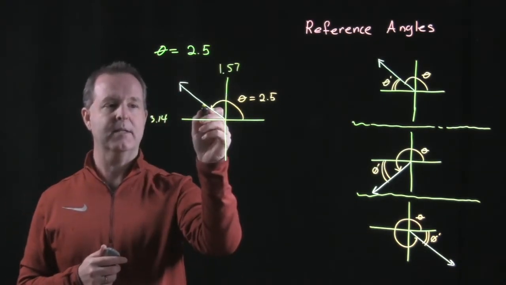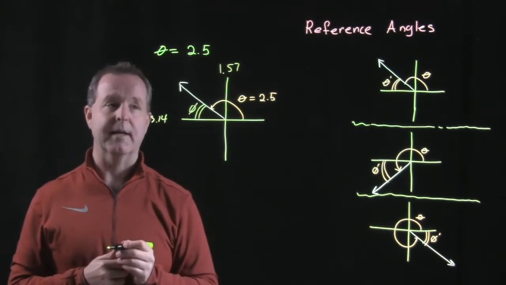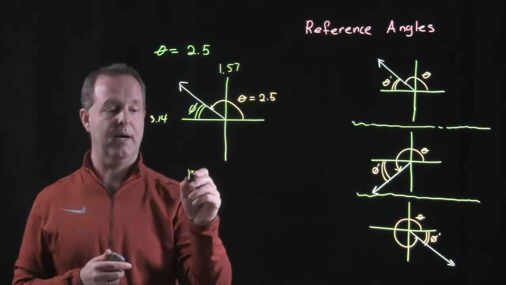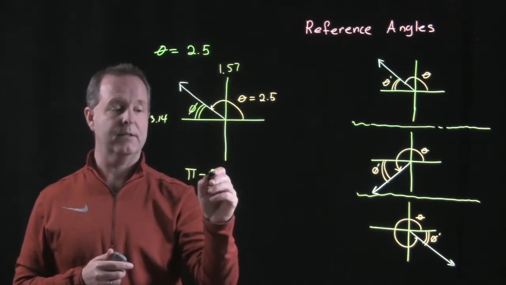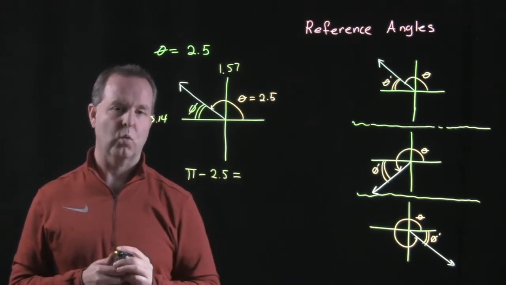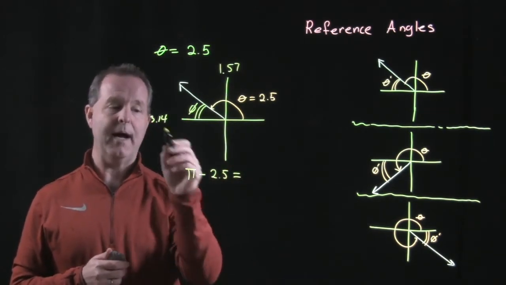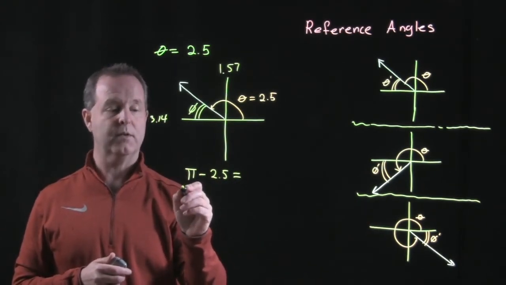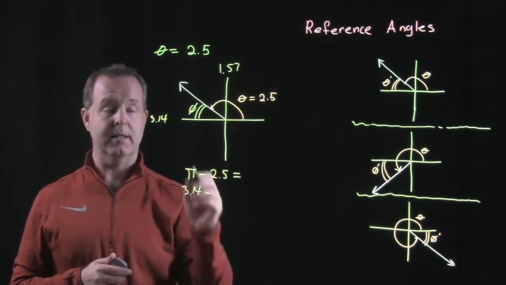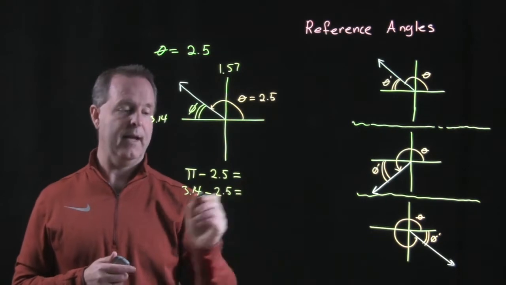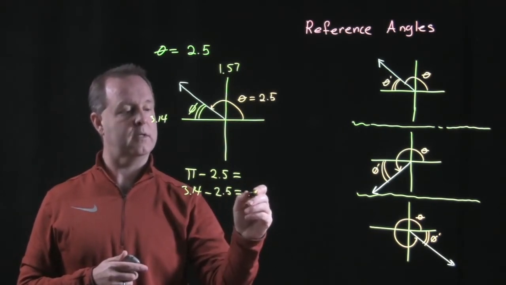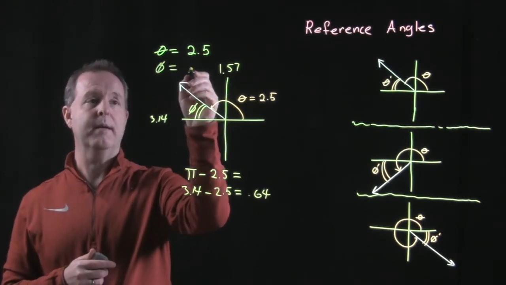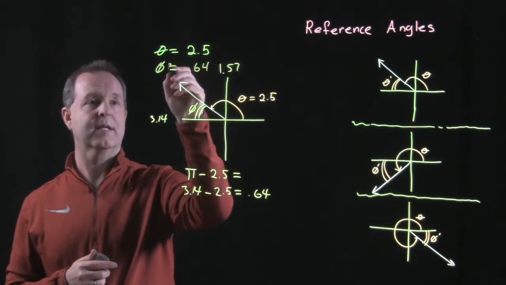So how do we find its reference angle based on that? Well, if I know the full distance that we need to go to get to the x-axis is pi, I'm going to subtract from that 2.5. What's that going to equal? Again, because 2.5 is in radians, let's use the approximation of pi, which is 3.14, minus the 2.5, and that leaves me with 0.64. So then the reference angle would be approximately 0.64.